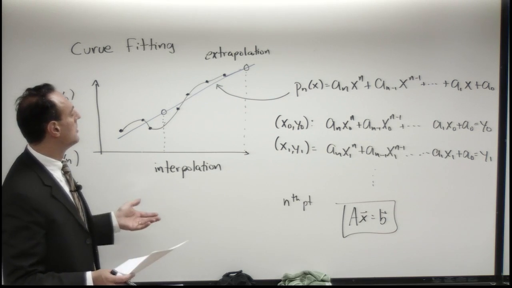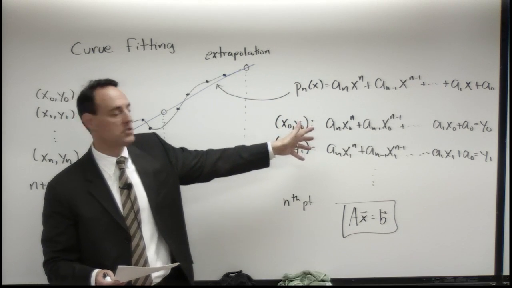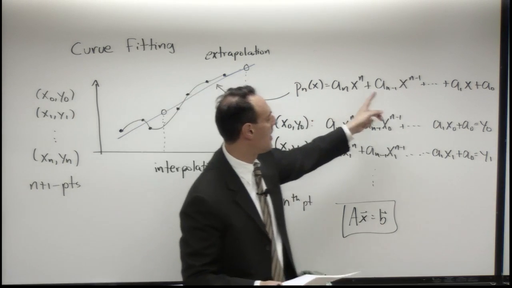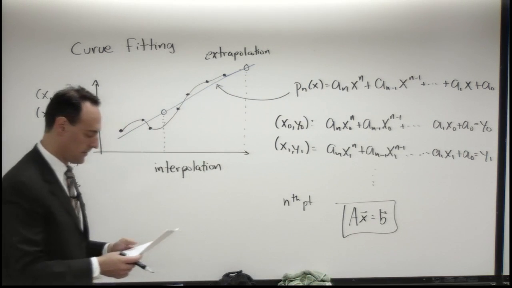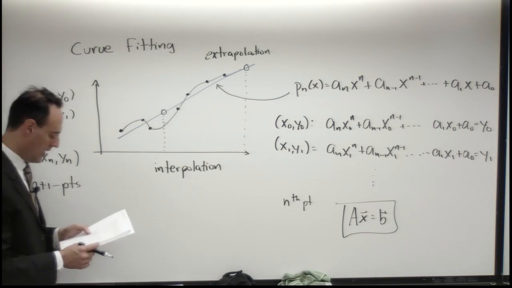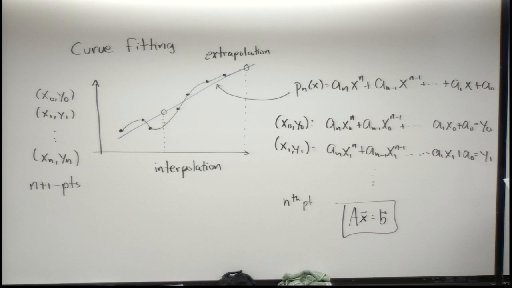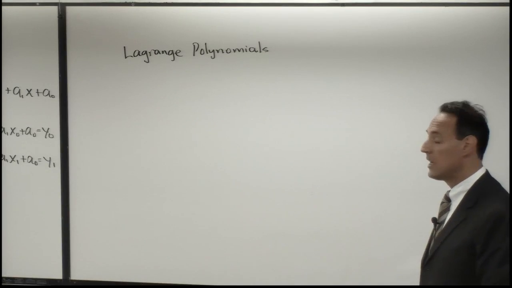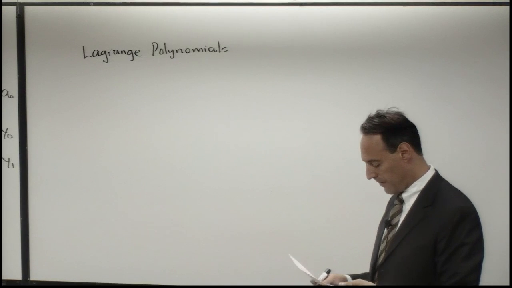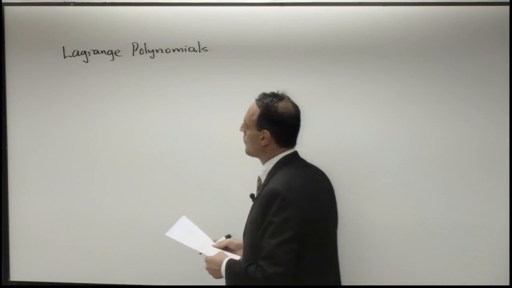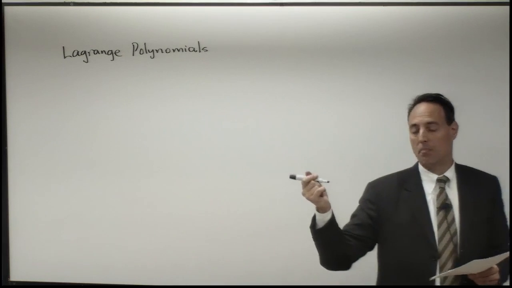Let me tell you that this is not what MATLAB does. This is a very inefficient way to write down a polynomial that goes through all your data points. The standard way is to use what are called the Lagrange polynomials. What we're going to do effectively is write down this nth degree polynomial, but in a much simpler, more elegant way. What we want to avoid is solving this big Ax equals b system.